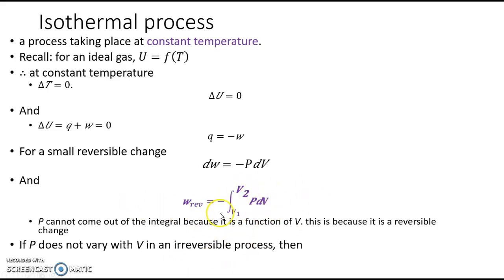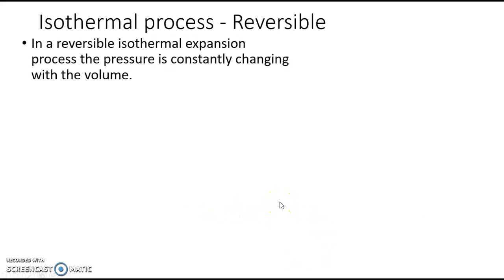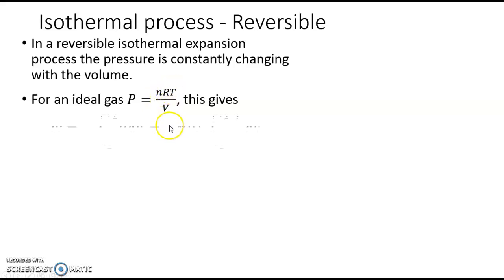If it's maybe an irreversible process, P will not vary, so it can come out of the integral, and this will just be like an expansion against a constant pressure. So for an ideal gas, there's a relationship between pressure and volume. For an ideal gas, we talked about the equation of state, PV equals nRT. So P can be nRT over V.